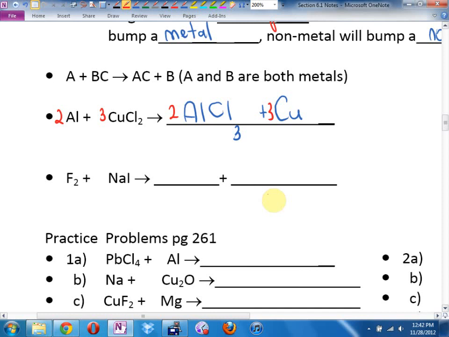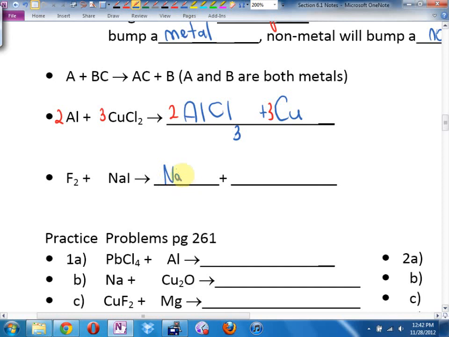F2 plus NaI. That's not an L, that's an I. Okay. What's our single solitary element sitting by itself? Fluorine. Metal or non-metal? So which one is it going to bump? Metal or non-metal? So it's going to bump the I. Don't write that in. That's going to mess up our drawing.